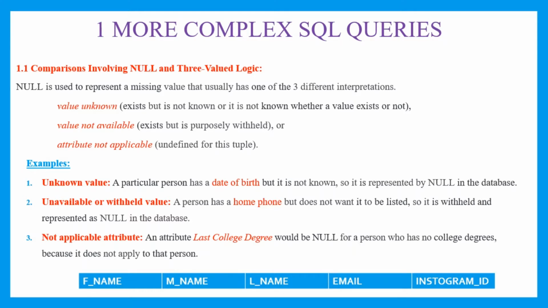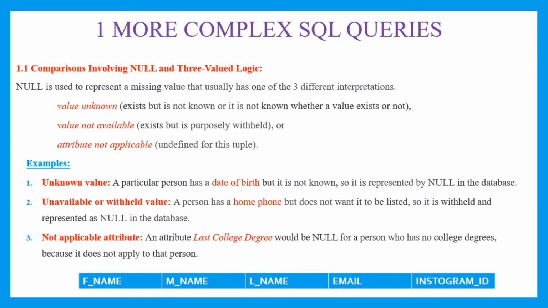Let us take an example of a student table which consists of first name, middle name, last name, email and Instagram ID. These are the attributes of the student table. Now we'll see the three different interpretations for the student table. Some students may not have a middle name. In that case, the middle name will be represented as null. This is an example for unknown value.